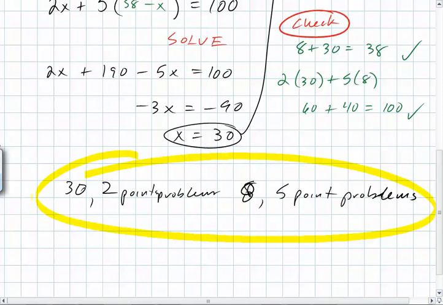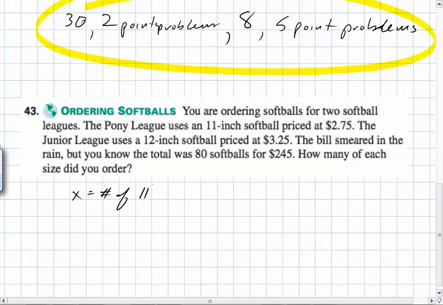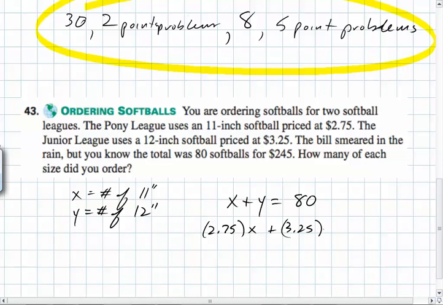x is the number of 11-inch. Not 11. Is it? That was 11-inch, yeah. And y is equal to the number of 12-inch. So you know x plus y is 80. And that's for the number of balls, but now you want it for the total bill. So it's 2.75 times x plus 3.25 times y is equal to 245.